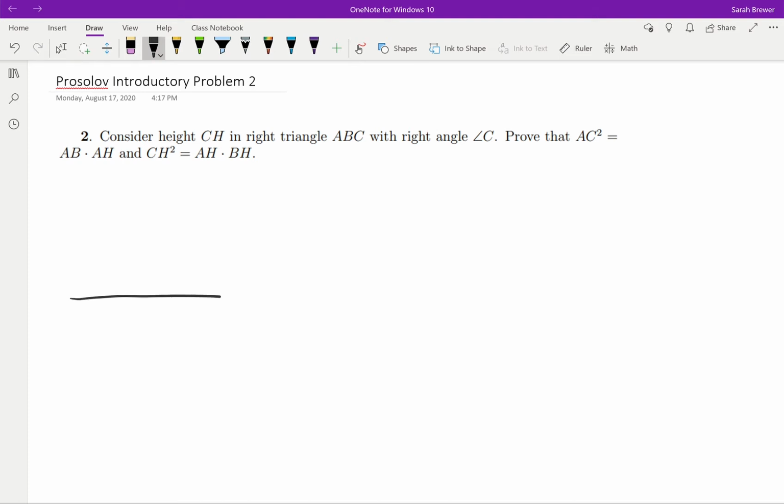So, first thing I'm going to do is draw a right triangle, right angle C, and we have A and B. And I want to consider height CH. So there's H, and a height is always going to be perpendicular here, okay? Alright, so we are trying to prove that AC squared is equal to AB times AH, and that CH squared is equal to AH times BH.